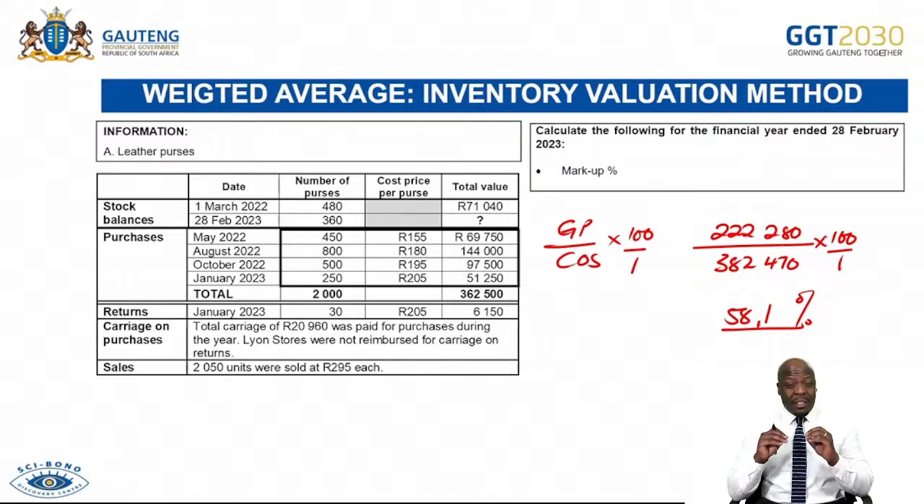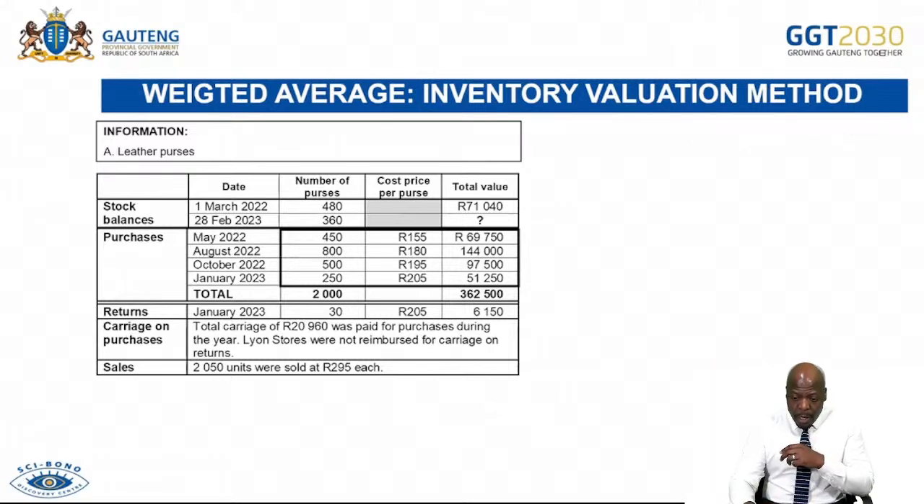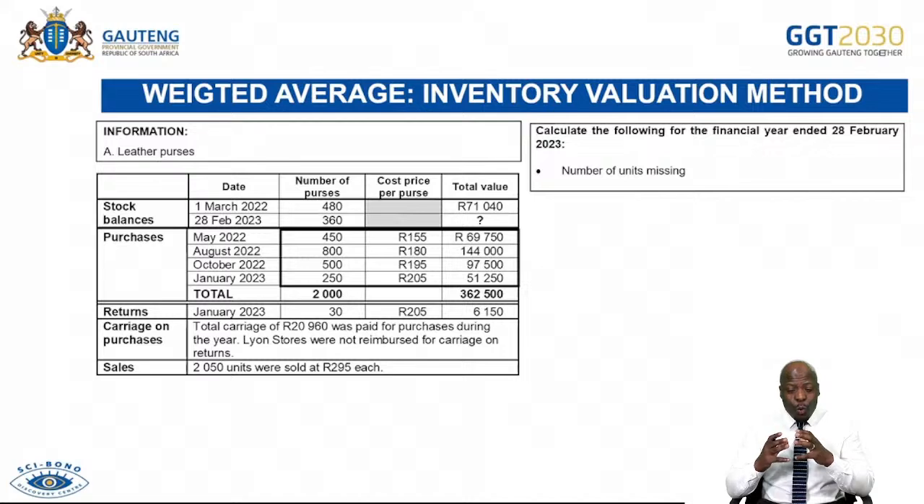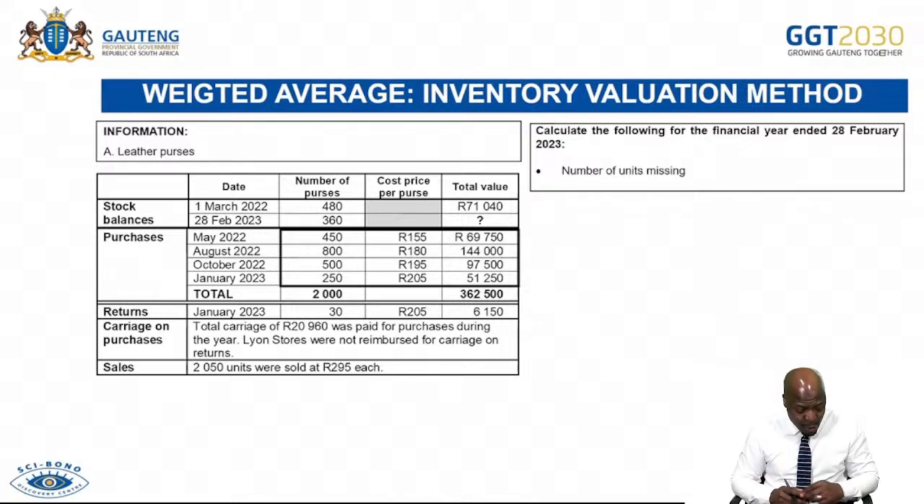There is one question that examiners love so much when it comes to inventory valuation, because remember, we're going to be talking about internal controls. At times, they give you a problem that must be solved, as in this case, where we are told to calculate the number of missing units. It could be that units have been stolen. So we need to know how many units have been stolen or are missing. There are several ways of doing this. Too many ways of doing this.